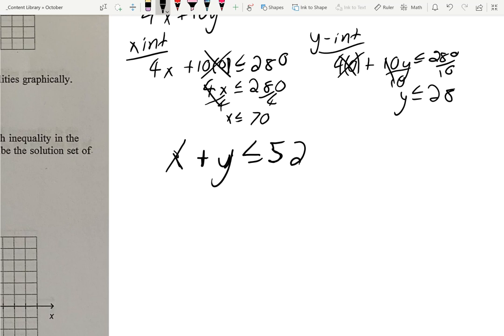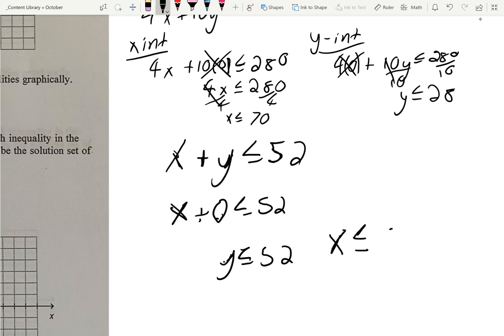There you go. So again, if you employ the same strategy, you plug in 0 for x and you solve for y, then what we have is just y less than or equal to 52. And if you do the same thing for x, you plug in 0 for the y and you try to find the x, then you're going to have x less than or equal to 52. So this tells you the x and y intercepts for that line.